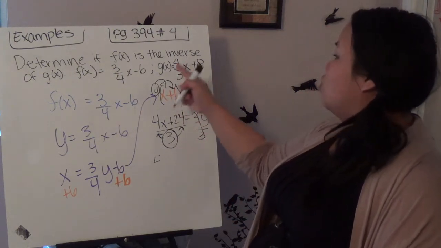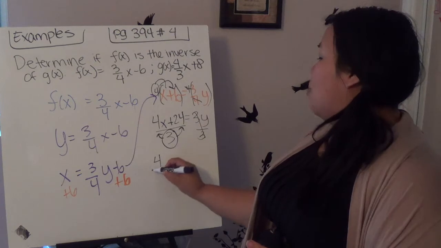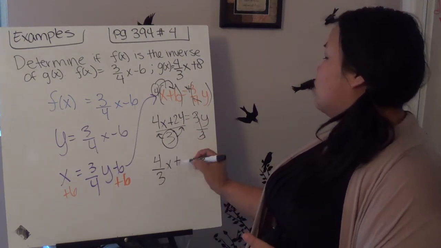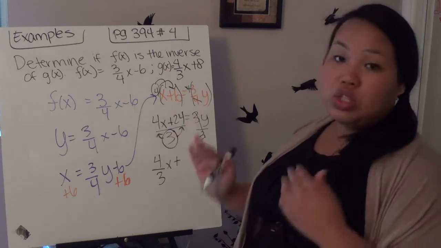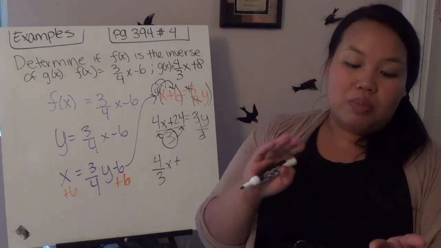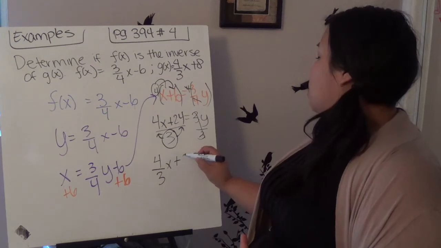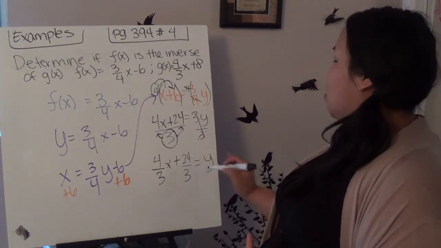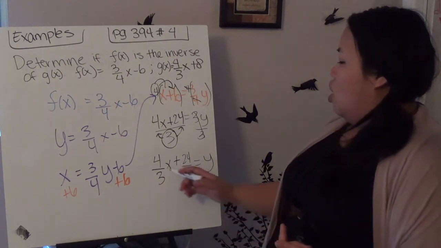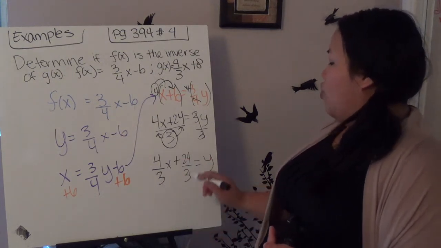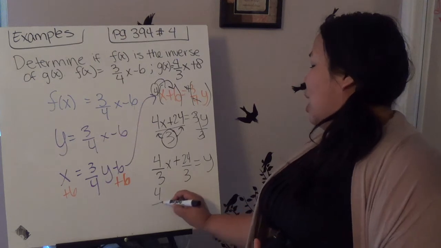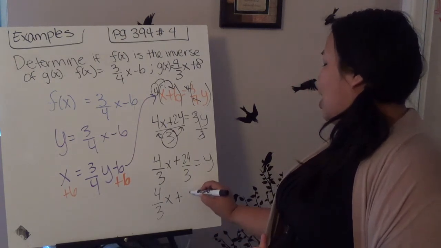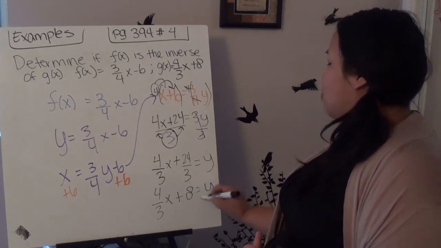Because if this was one whole term, it would be different, but it's not, so I'm going to do 4/3, put it under that x, and then put it under the next term. So anytime I have this, I have to put it under every term, and a term is separated by a plus or minus. So 24/3, and y is by itself, right here. 4/3 x, and 24 divided by 3 is the same thing as 8. So plus 8 equals y.